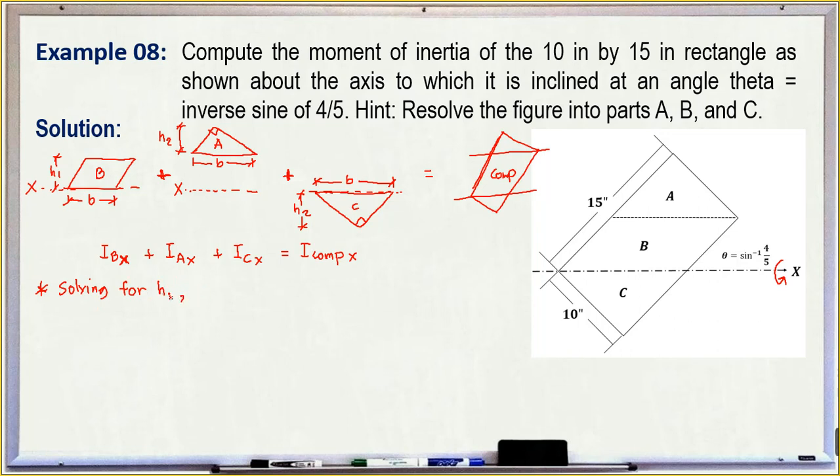This is very important in solving for the moments of inertia of the parallelogram, or simply we can also assume this as a rectangle, no? Height 1, and then we also have the height 2. This is for the triangle, for the two triangles. And then the last one is the base B.